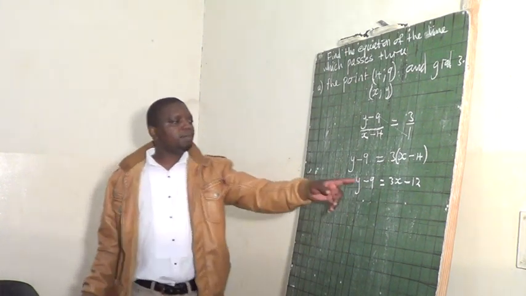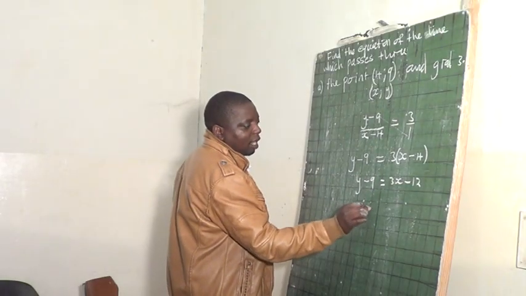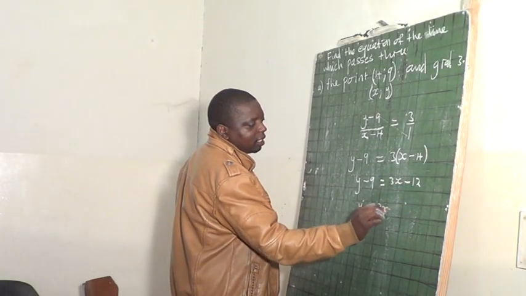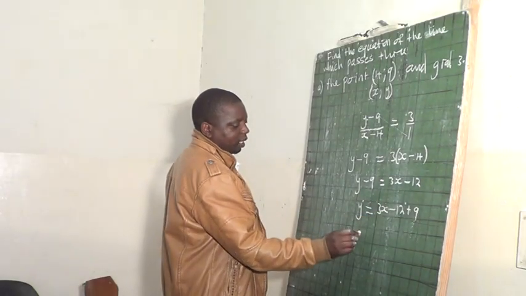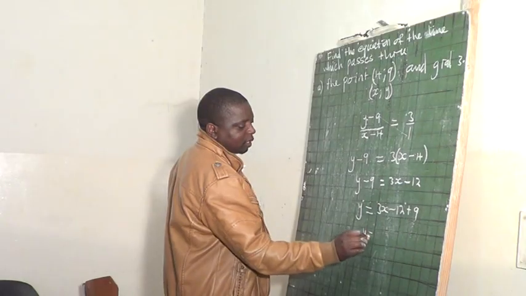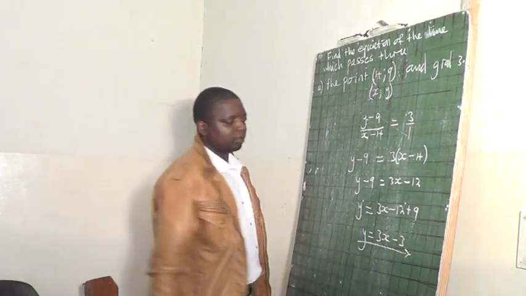Altogether. You take minus 9 to that side of the equal sign to become what? So y will be equal to 3x minus 12 plus 9. What is minus 12 plus 9? Minus 3. So y is equal to 3x minus 3 is your answer.